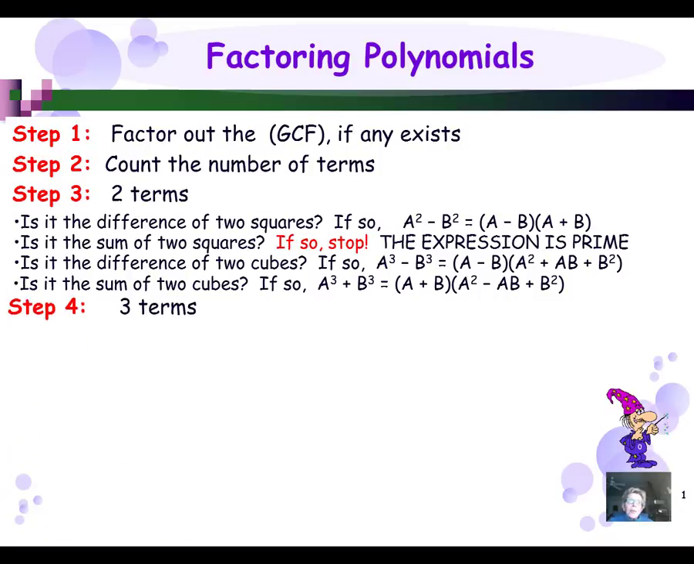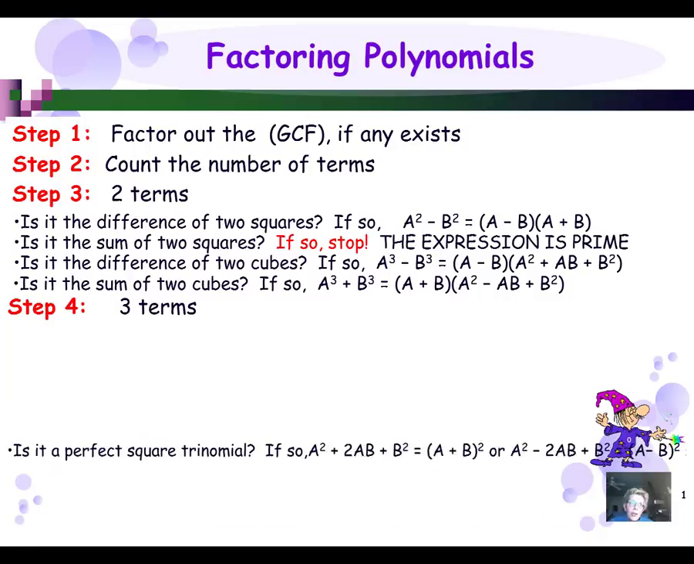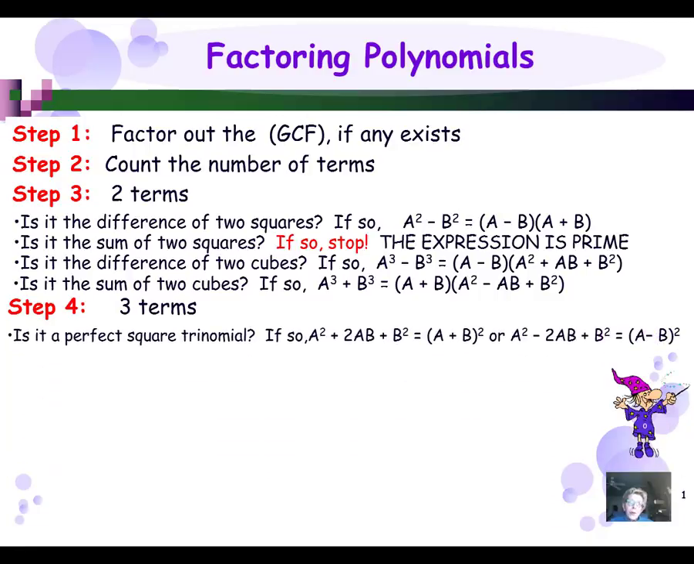Step 4, is it three terms? If it's three terms, it's a trinomial. Is it a perfect square trinomial? In that case, you'd have two different types. It would be a squared plus 2ab plus b squared, or a squared minus 2ab plus b squared. If both signs in the original trinomial are positive, then it factors into a plus b quantity squared, or if we have a negative and a positive, it factors into a minus b squared.